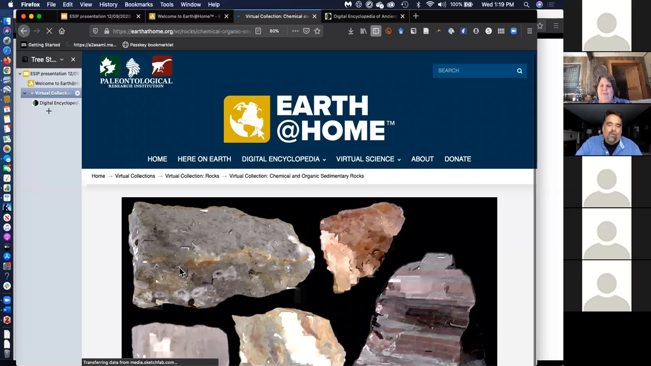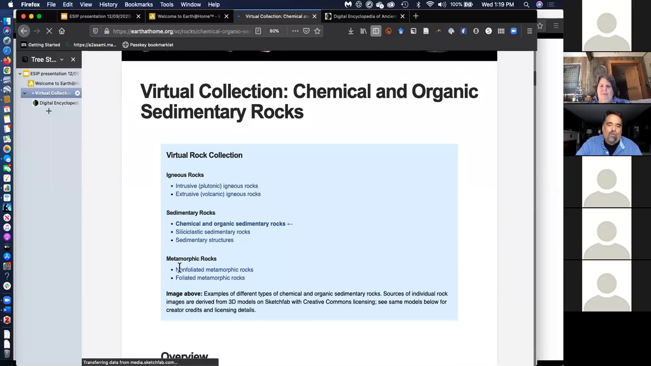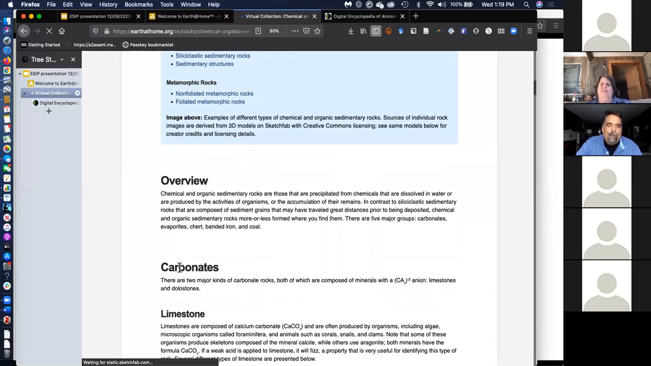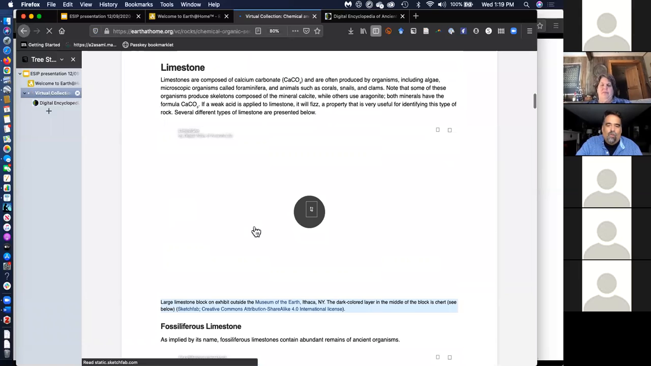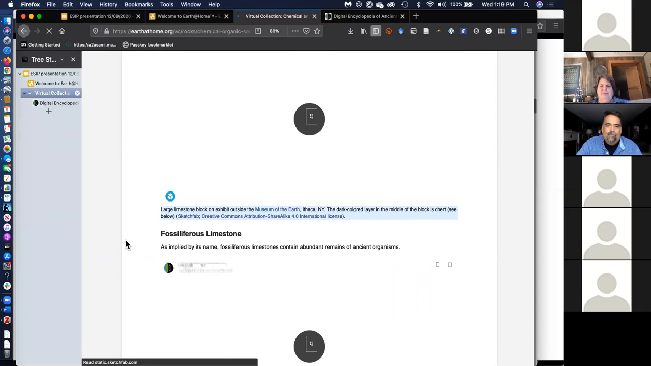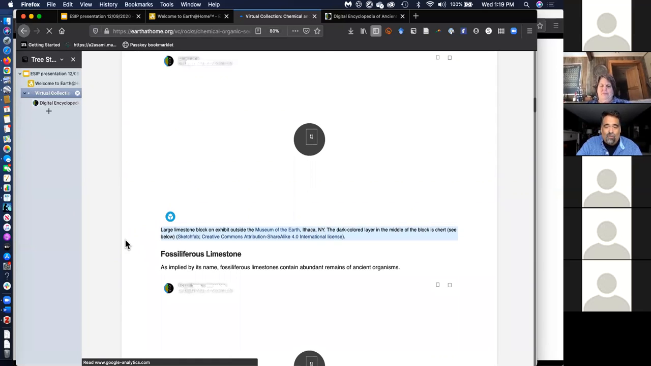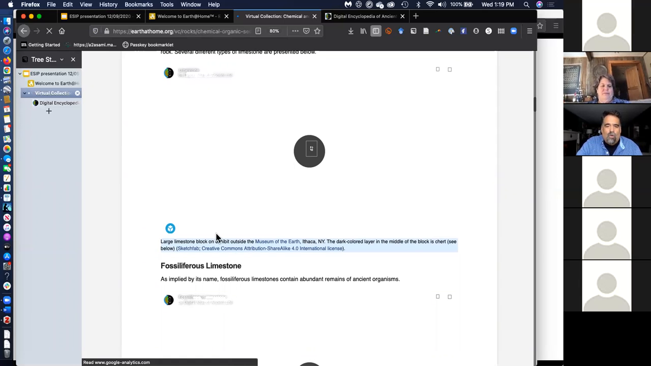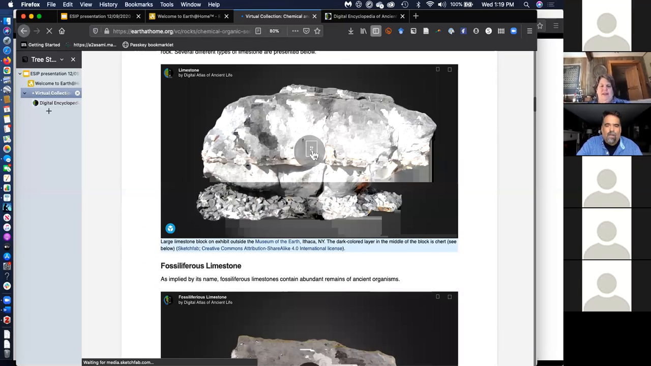And these are hosted on Sketchfab, so they're 3D models. So here's a limestone, which is loading. We're also working on materials sensitive to the digital divide. This is a little bit slower to load than some of our other pages. Come on, come on, come on. There we go. So here's a chunk of limestone on our property.